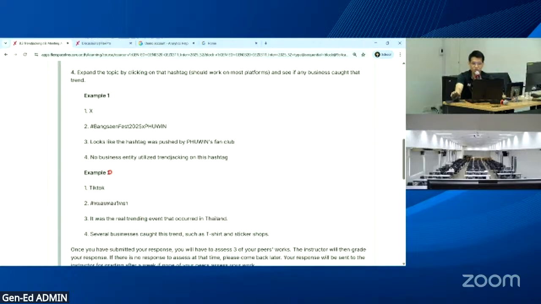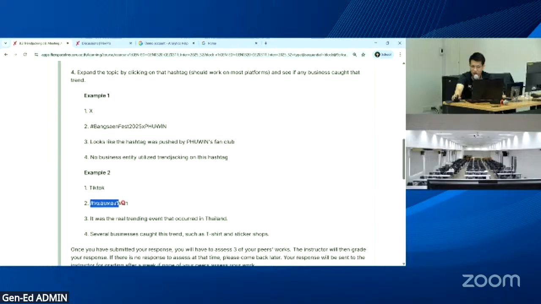And here's example number 2. On the TikTok platform, at that moment, I saw the hashtag Montong Vitya. It's the junior football team in Thailand. The reason why this team became popular is that they are like a black horse in the tournament. No one expects them to win. But they play very well and they come from nowhere. And suddenly they catch the trend. And that was a real trending event that occurred in Thailand.